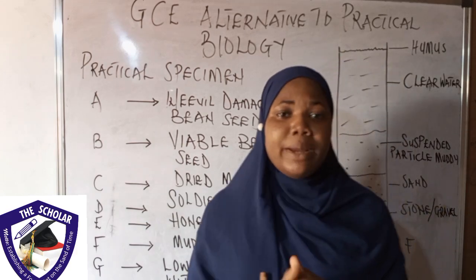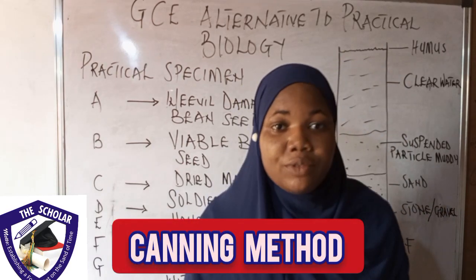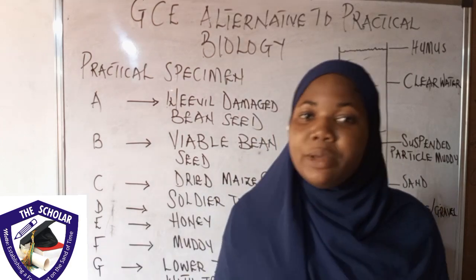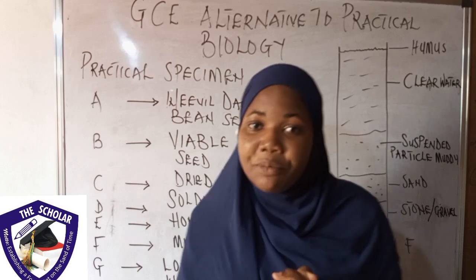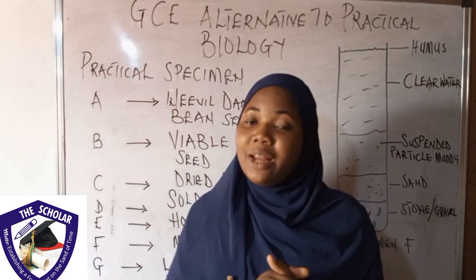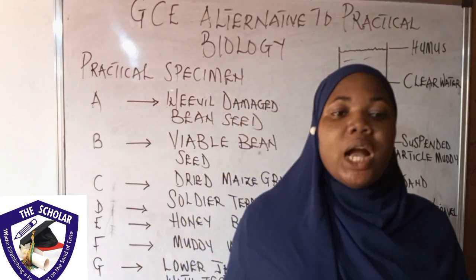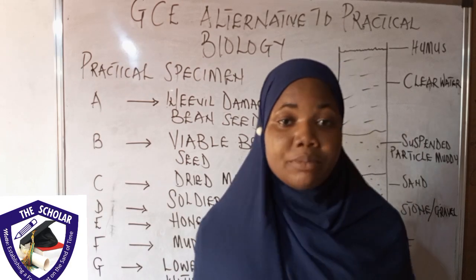Another method you can use is the canning method under food preservation and storage. You can use the canning method whereby the beans are canned into tin to preserve them from microorganisms and to preserve them from insects. Another method we can use is the freezing method.